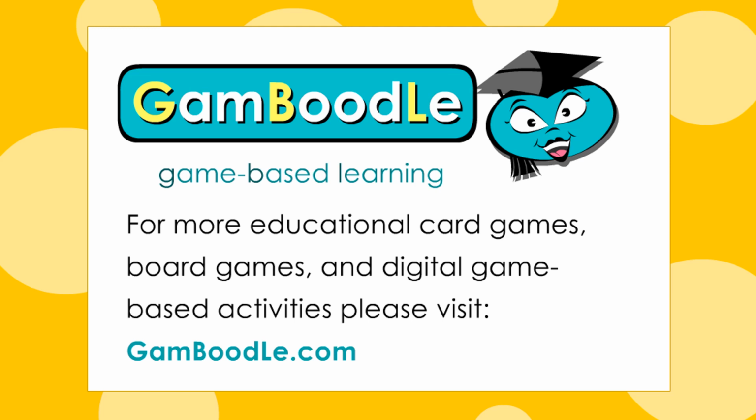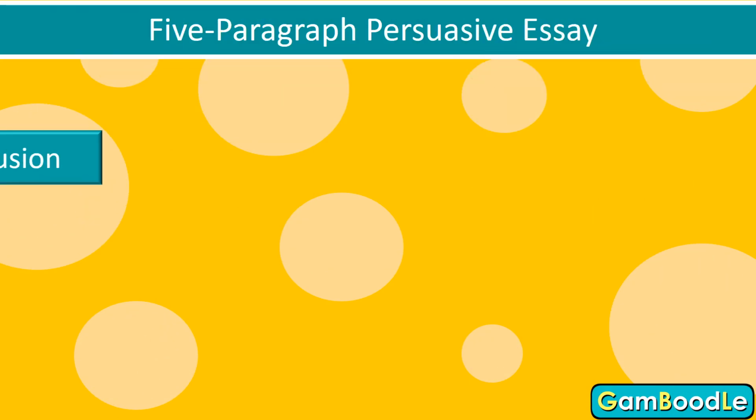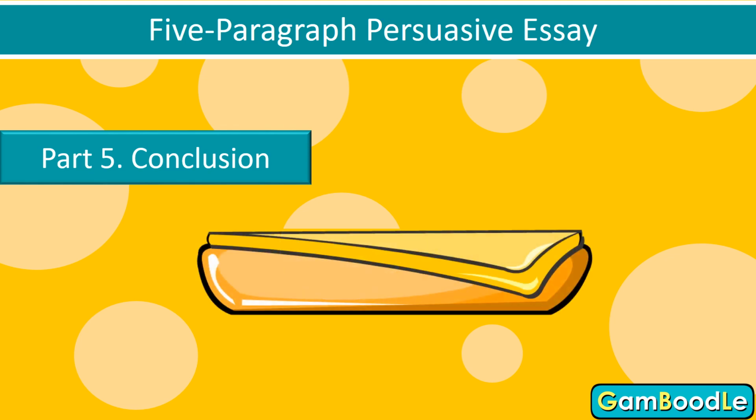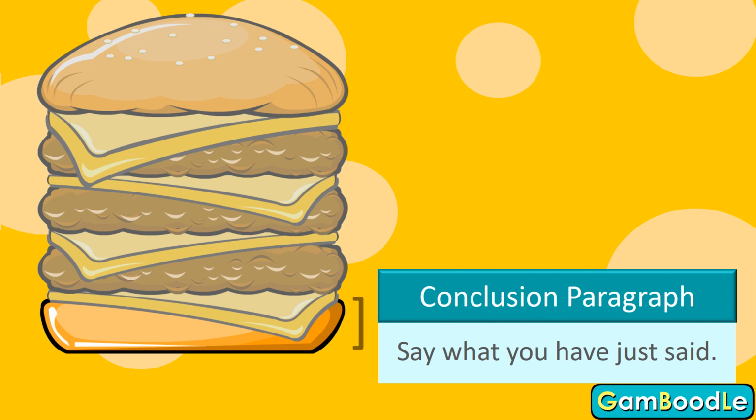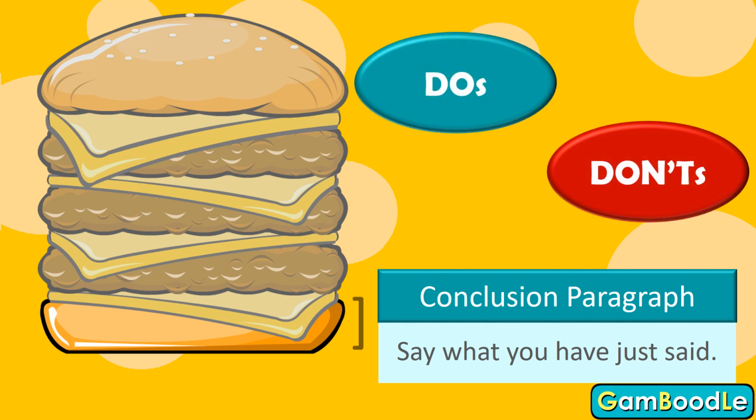This series explores how to write an effective 5-paragraph persuasive essay. In Part 5, we will discuss the conclusion paragraph in more detail. The conclusion paragraph is where the writer provides closure to their essay. Let's begin by going over some of the do's and don'ts of writing a conclusion paragraph.